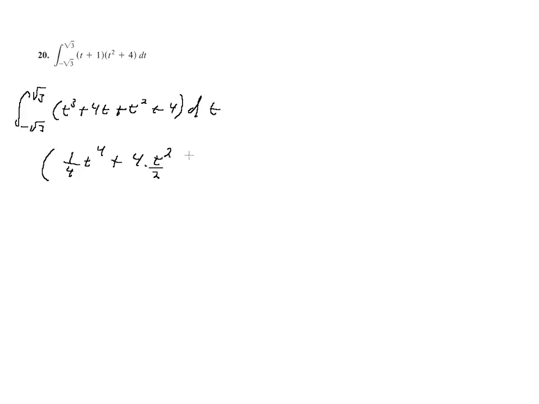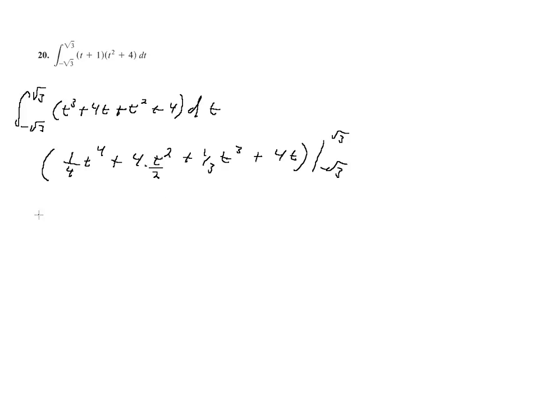plus the integral of t squared is 1/3 t cubed, and then finally the function whose derivative is 4 with respect to t is 4t, and now we're going to evaluate that from negative root 3 to positive root 3.